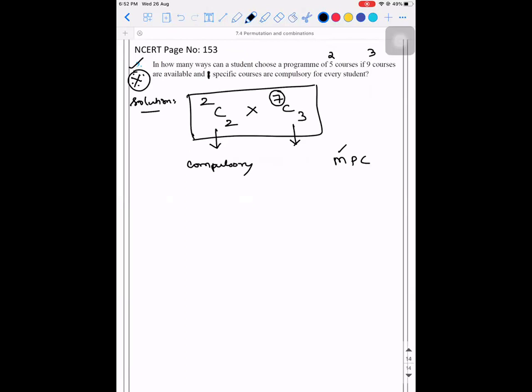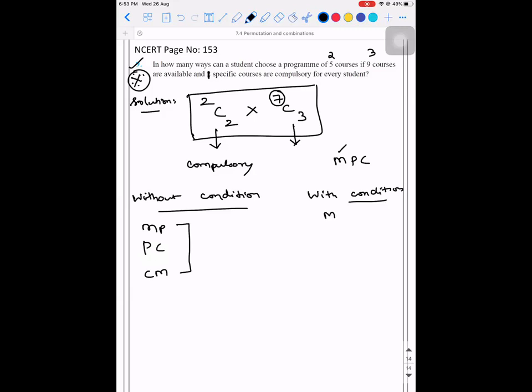How many courses do you need to choose? 2. Okay, first I will do it without condition. If I do it without condition, what are all the courses I can choose? MP, PC and CM. Okay. With condition, how many can I choose? I have to impose a condition on M. Means M should definitely be in my courses. The other 2 can be either physics or chemistry.